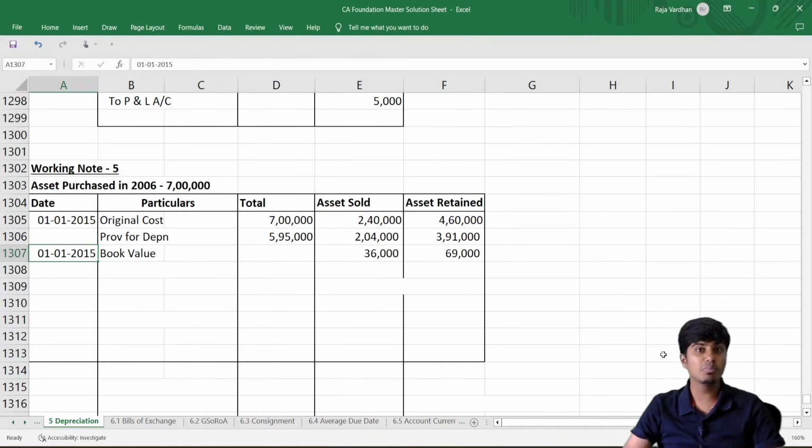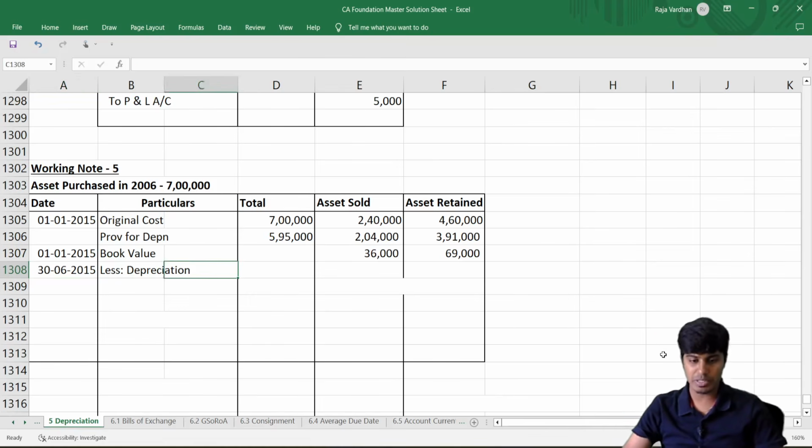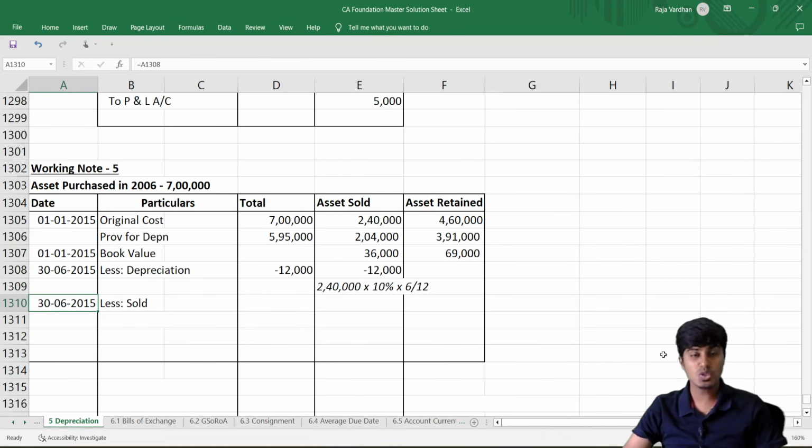So this is the book value of the asset. Only this 36,000 book value worth of asset is sold on 30th of June. So we need to provide depreciation till 30th of June. Depreciation is provided at 10% under original cost method. So I need to do 2 lakh 40 into 10% into 6 by 12. That would give me depreciation of 12,000. If I provide that, whatever is the value of the asset that is sold, 36 minus 12 is 24,000, the book value of the asset sold.